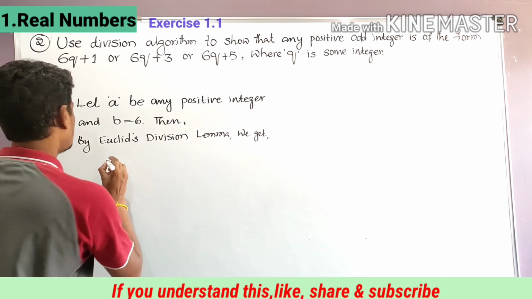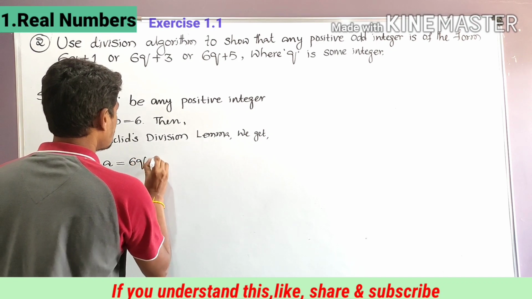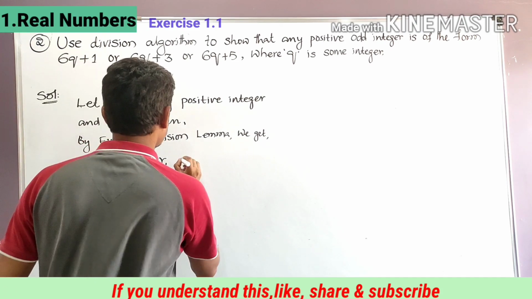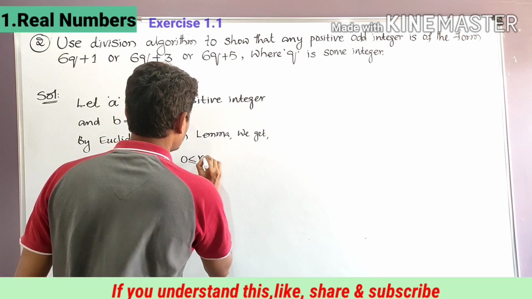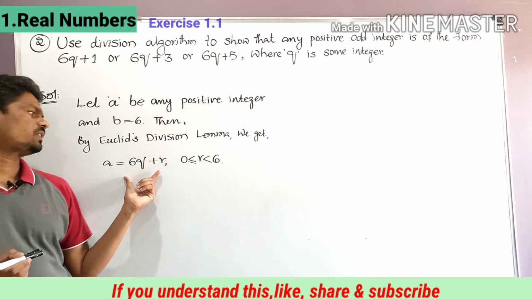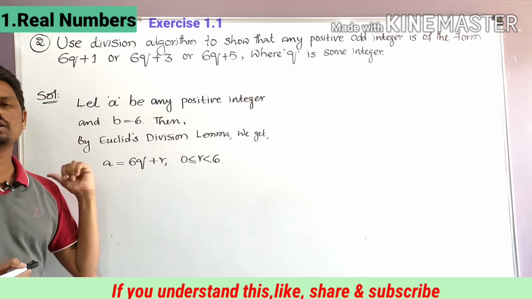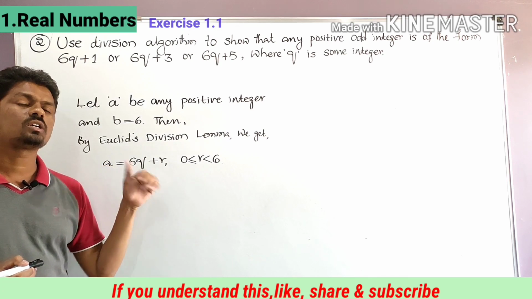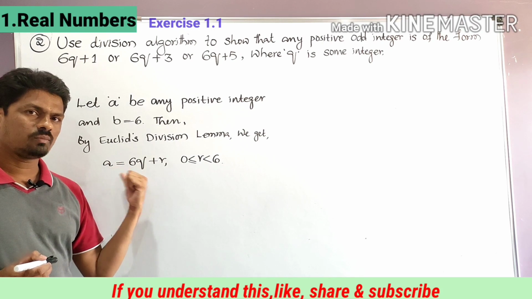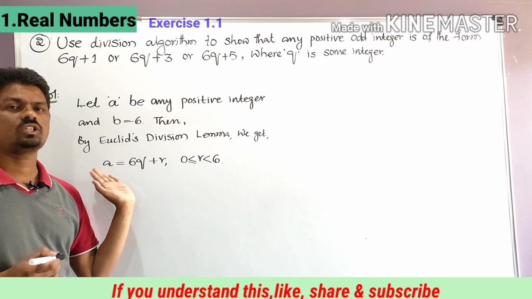Here we have b equal to 6, student, so 6 into q plus r. The condition is 0 is less than or equal to r is less than b. Here b is 6. So this is very important, student. If you write this step, you can do it very easily. You have to understand this step, student. If you watch the Euclid division lemma video, you can understand very easily. Previously I uploaded the Euclid division lemma video, the very first video of the first chapter, Real Numbers. You have to watch it before this, student.